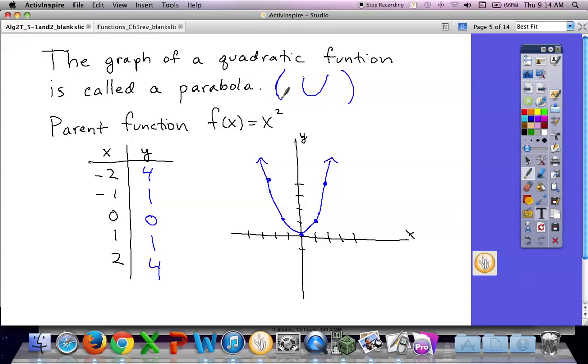That's why you've got to be a little careful when you're doing absolute value. Don't make it look like a V because you could confuse it for a parabola. And we're asked for that distinction on tests, for sure.